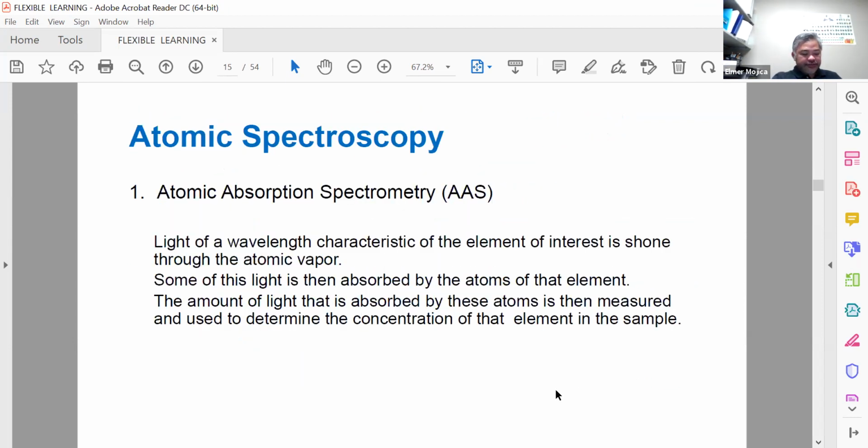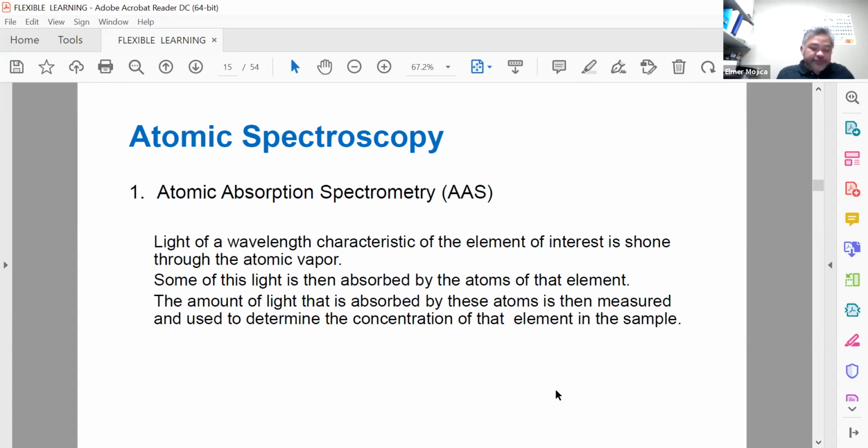Now, let's talk about AAS. This is, I would say, the most popular atomic spectrometry. My only experience in atomic spectroscopy is AAS.